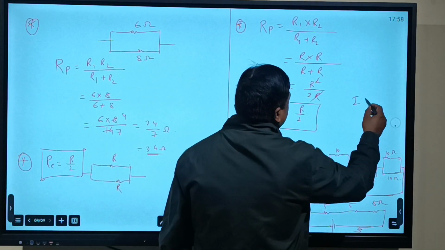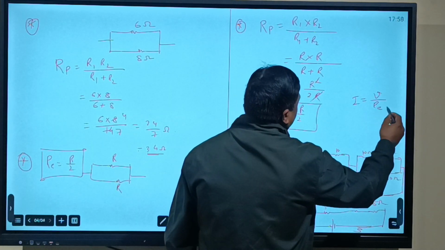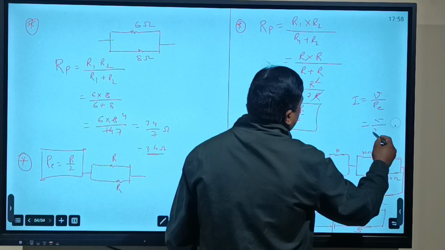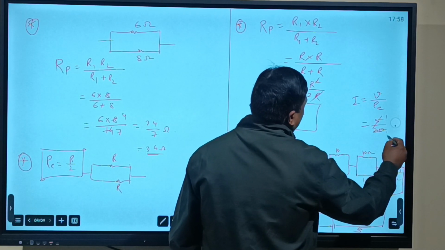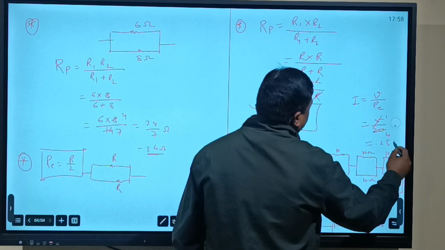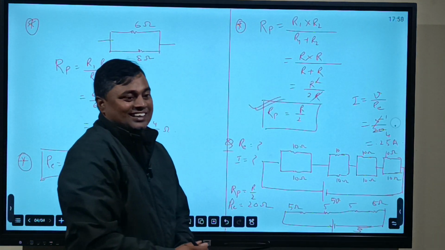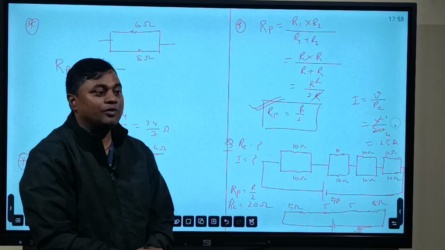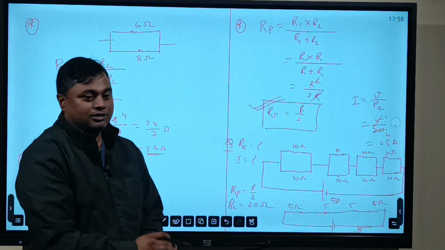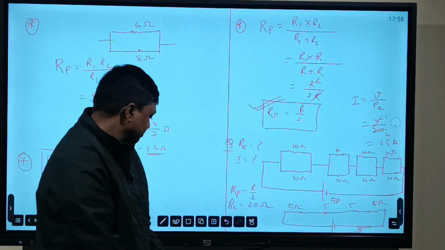And what will be the value of current? I am writing here. Current will be equal to V by R equivalent. So V is 5 and R equivalent is 20. So 5 ones are 5, 5 fours are 20. So 0.25 ampere will be the answer. Yes or no? We will discuss some more problems later. Is it clear? Okay?